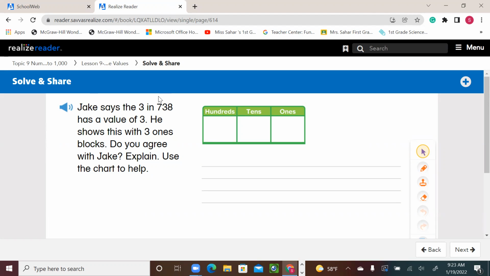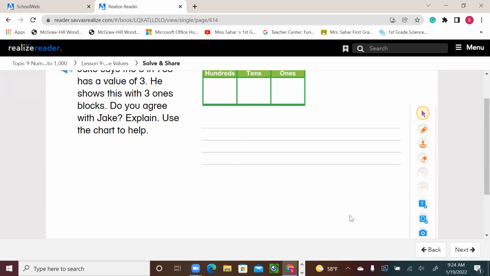Okay, remember when we have a 3-digit number, we know that the last one is ones, the middle one is tens, and then the hundreds. So Jake says that the 3 in 738 has a value of 3. That means 3 ones. So do we agree or not? Let's watch our video, then come back to this exercise.